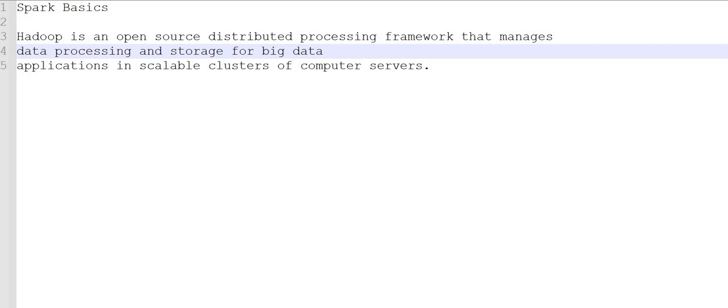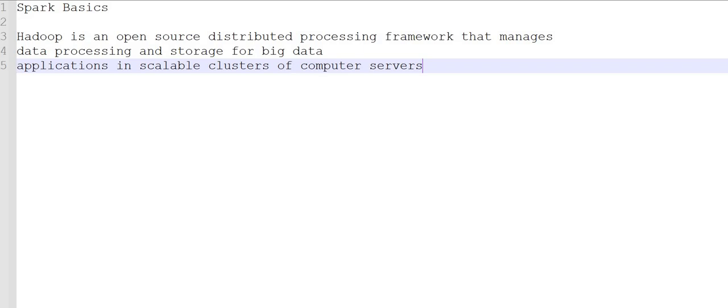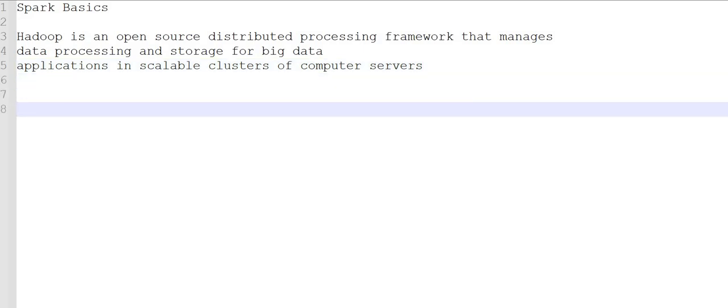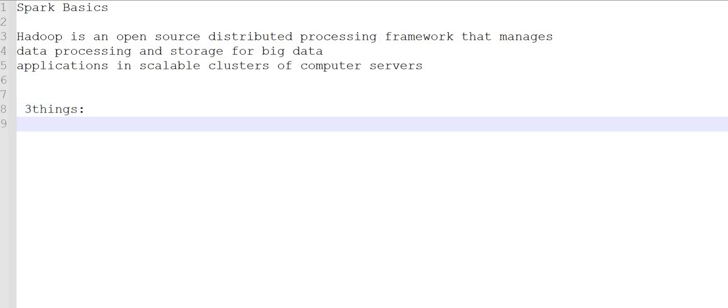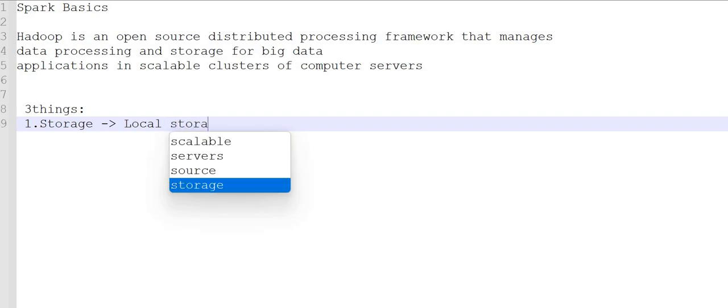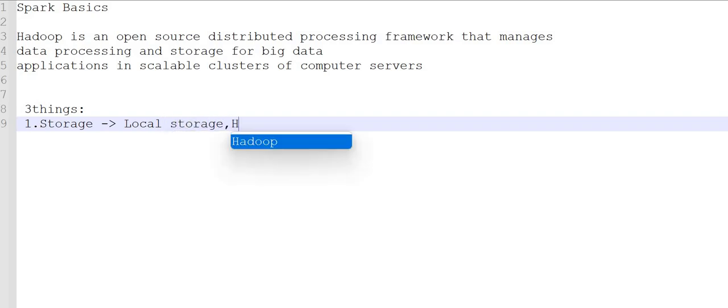Then what does Hadoop contain? Actually, Hadoop contains three things. One is storage. The storage can be our local storage, that can be HDFS or that can be Amazon S3.